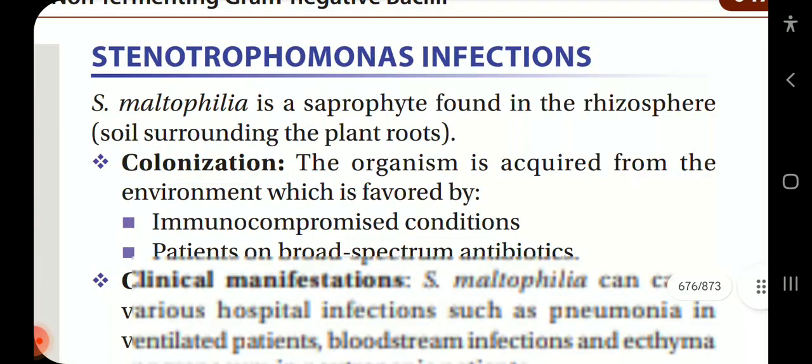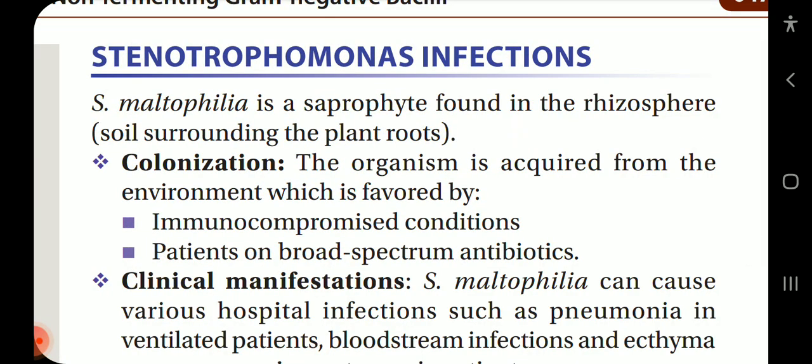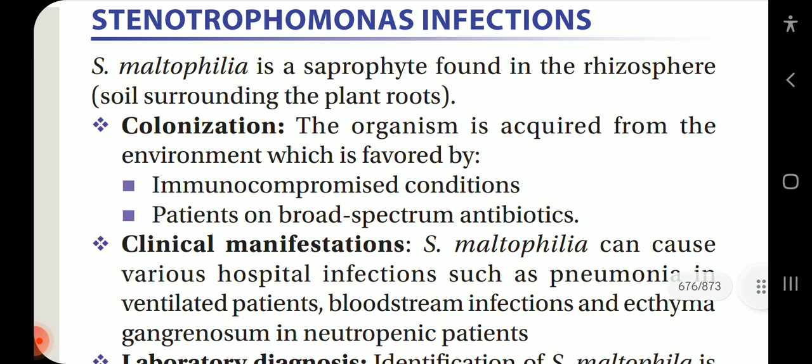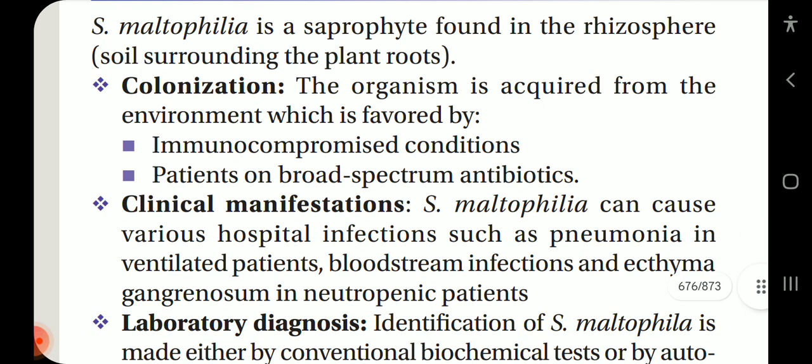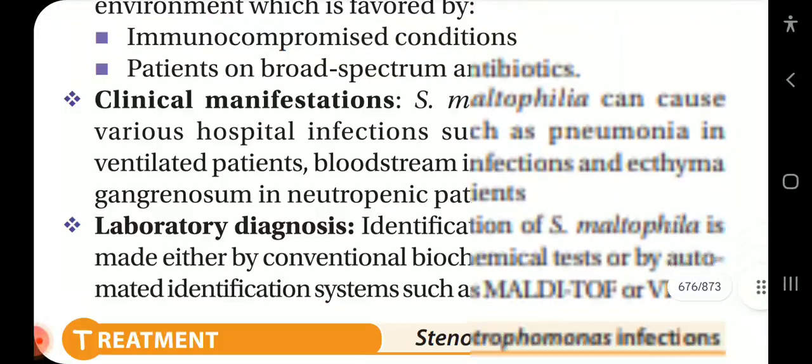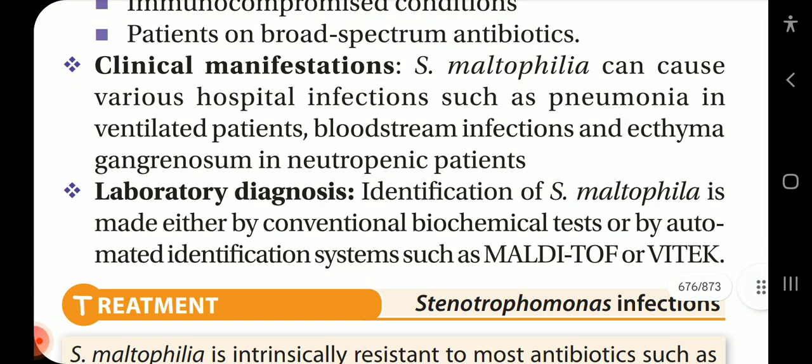Now, the Stenotrophomonas infection. S. maltophilia is a saprophyte found in the rhizosphere, the soil surrounding the plant roots. Colonization: the organism is acquired from the environment, which is favored by immunocompromised conditions and patients on broad spectrum antibiotics. Clinical manifestation: S. maltophilia can cause various hospital infections such as pneumonia in ventilated patients, bloodstream infections, and ecthyma gangrenosum in neutropenic patients.